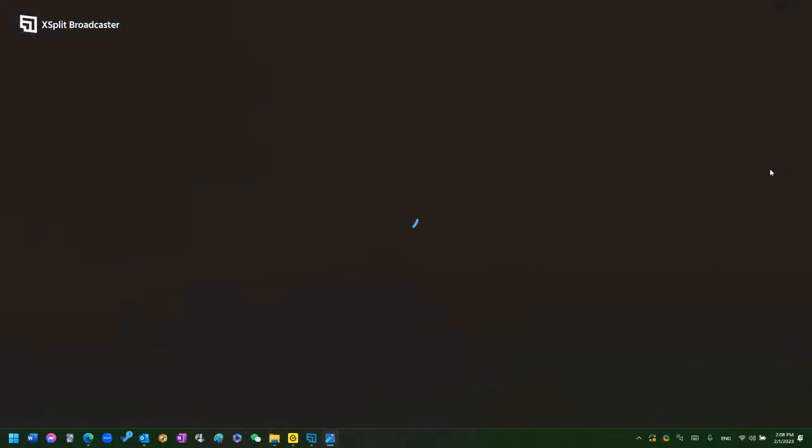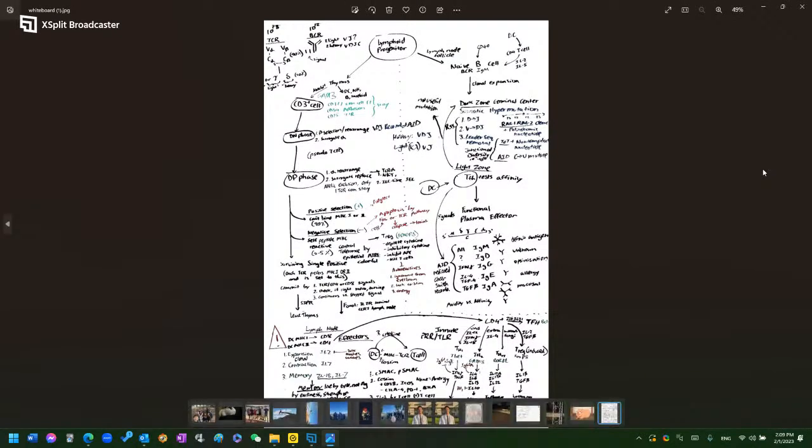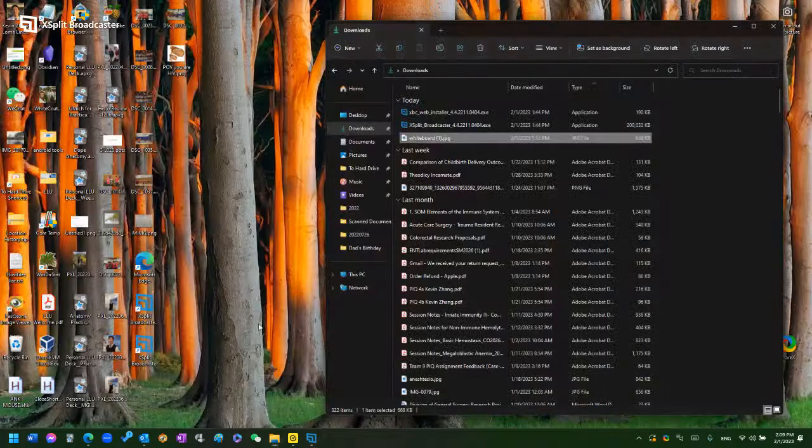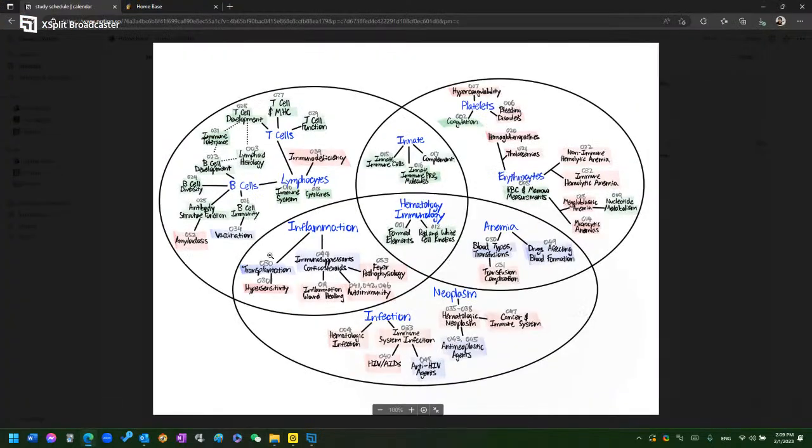These were the two major whiteboards that I made from undergrad. One on all of the cell development and differentiation, and one on T and B lymphoid development. So I'm not going to bother with that for now. I'm just going to go in and look at the topics that we've been learning for this block.